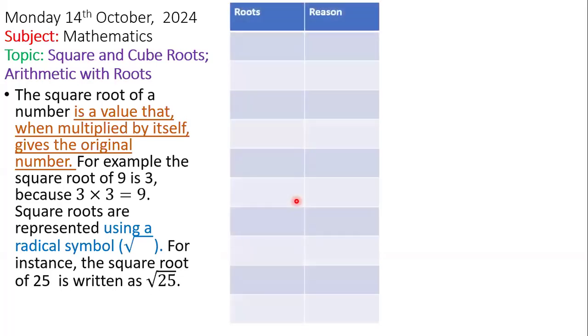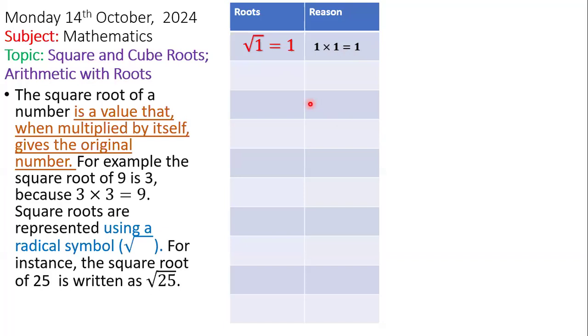Now, I want y'all to construct a table. We're going to be looking at the roots and the reason. Question: what is the square root of 1? Why is the square root of 1 1? Because 1 times 1 is 1. Very good. Please write this down. I need you to write down this table just like how I have it. 1 is neither prime nor composite. 1 is the identity.